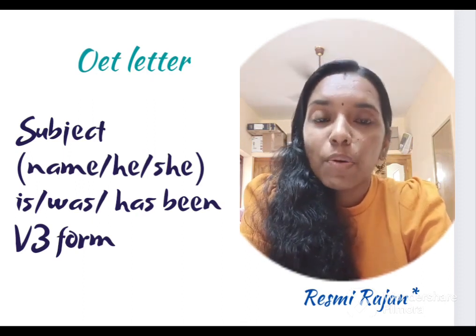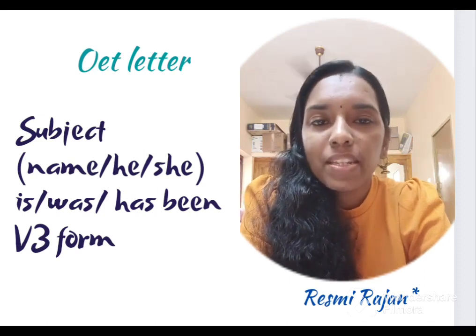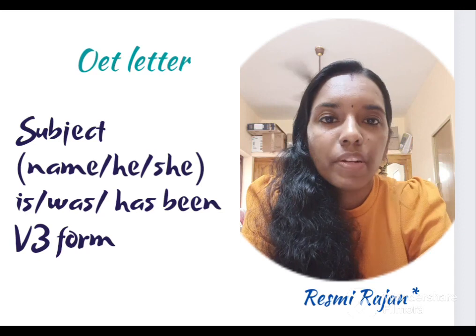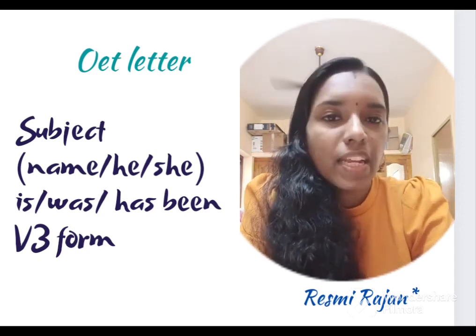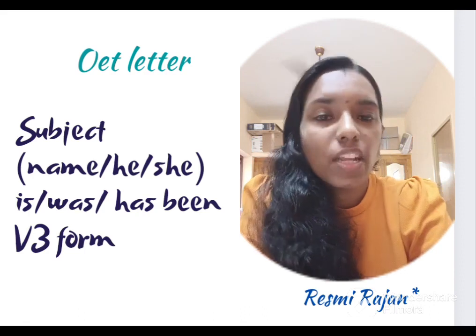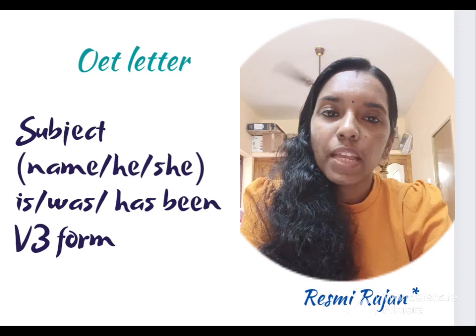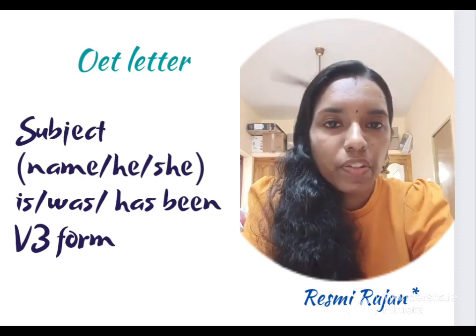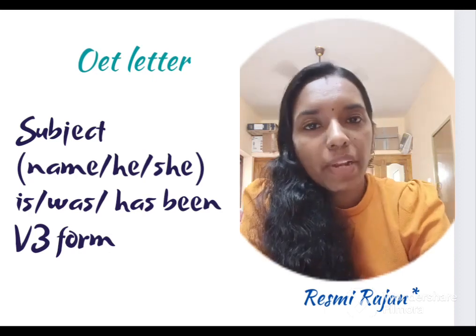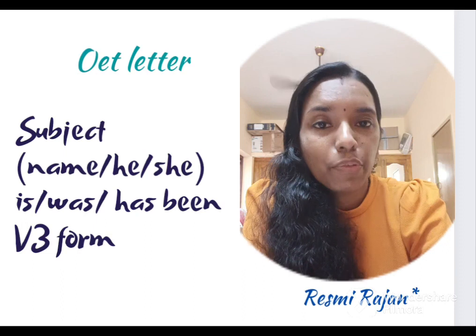Just write down this formula on paper like cardboard, and you can paste it on the wall or on the table where you are practicing your OET letter. Every letter contains this sentence construction. If you don't write in this manner, of course you will lose marks. So always keep this formula in your mind, or else you can fix it on the table or wall anywhere. When you practice your letter, it will be visible, so it will be like a reminder for you.